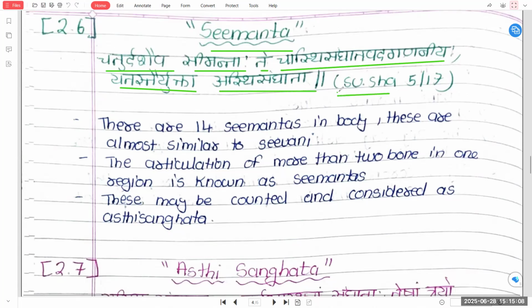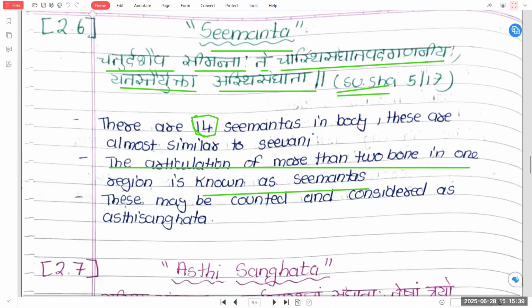Shushruta Sharir references there. So what has Shushruta told about Simanta? Shushruta Acharya has told that there are 14 Simanta in the body. These are almost similar to Sandhi. Okay? Although they are different, Acharya has told that they are almost similar to Sandhi. The articulation of more than two bones in one region is known as Simanta.